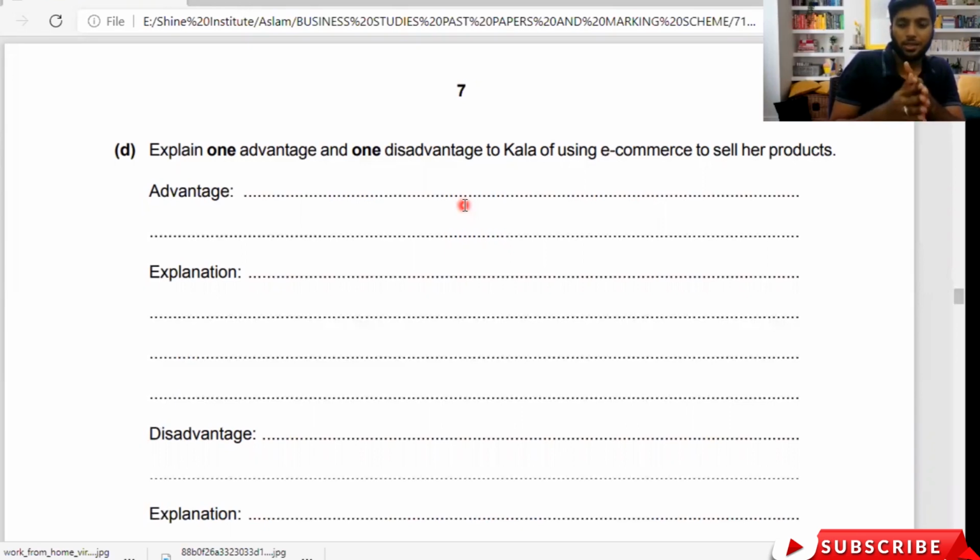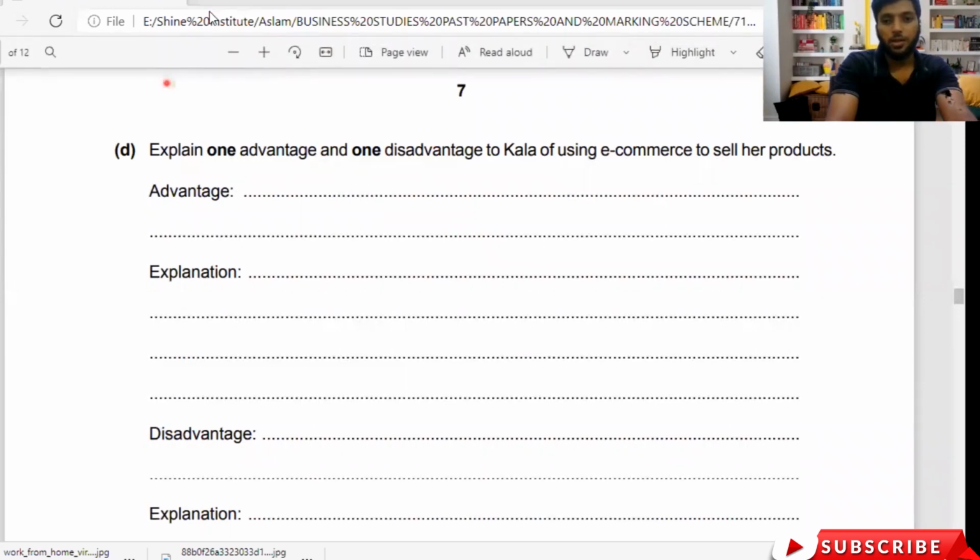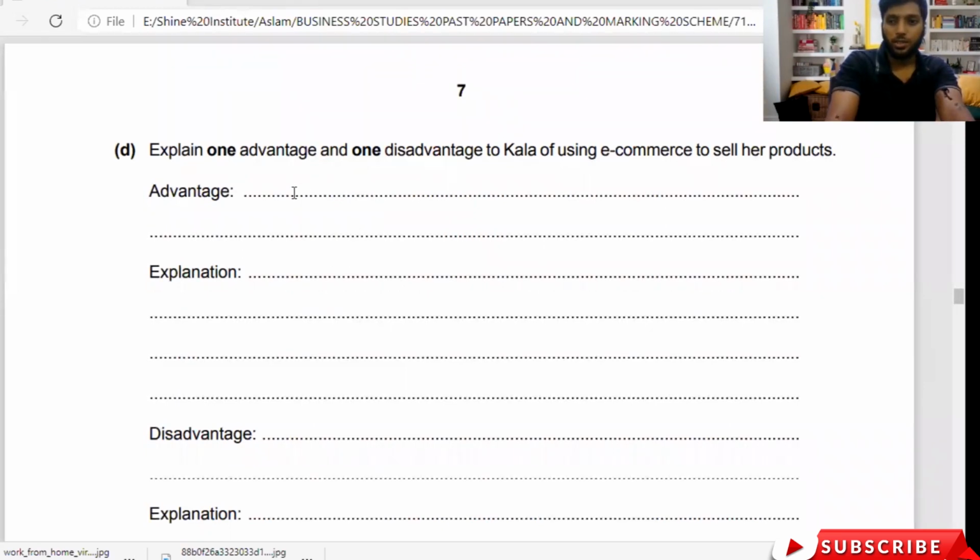So your product doesn't reach the customer in a glimpse of a second. It moves from your point to the customer's point from the investment you make. So Kala should invest more into the business, into e-commerce, in order for her products to be sold on the market. That's what you need to understand. So let's move on to the advantage. I will write here why Kala is using e-commerce. What might be the benefit of Kala using e-commerce to sell her products?